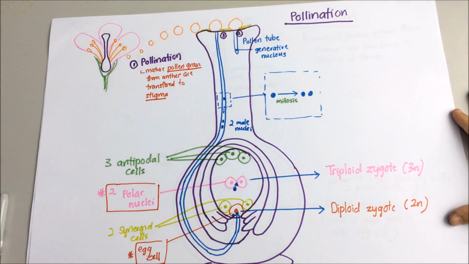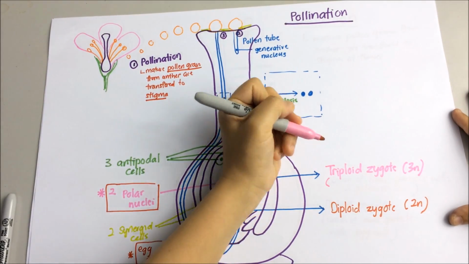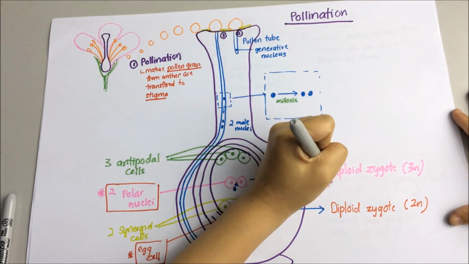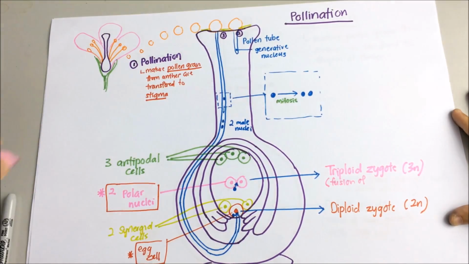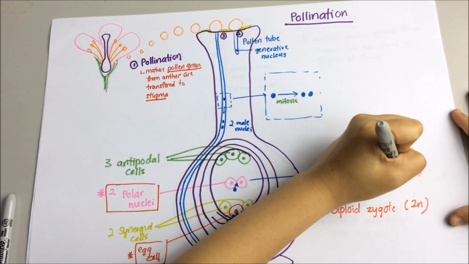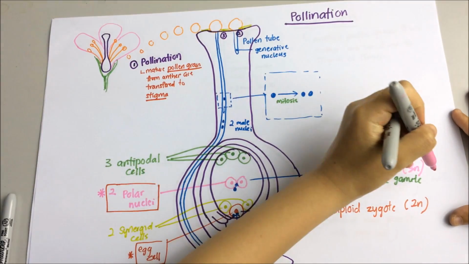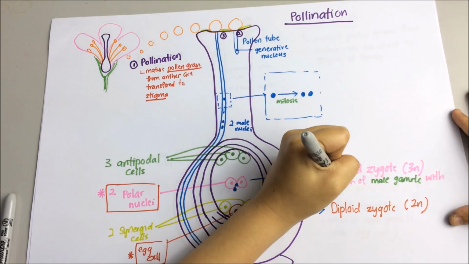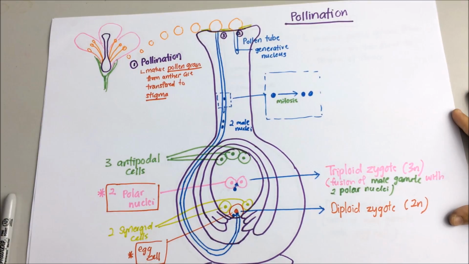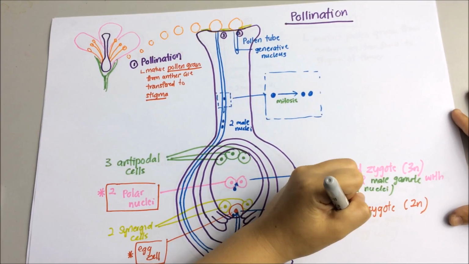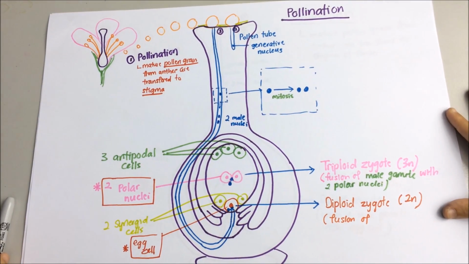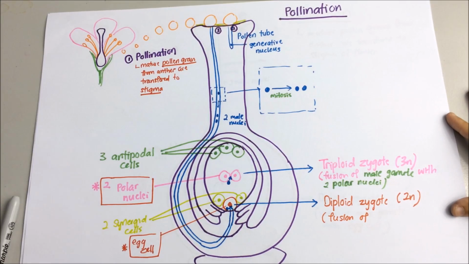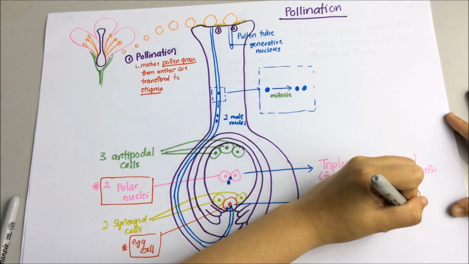And this process is known as double fertilization because there's a union of two male nuclei with different nuclei of the embryo sac. So remember, the triploid zygote is formed from fusion of one male nucleus with two polar nuclei, while the diploid zygote is formed from fusion of one male gamete with one egg cell.